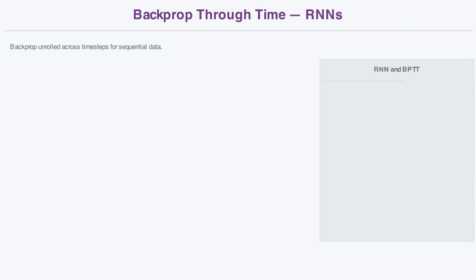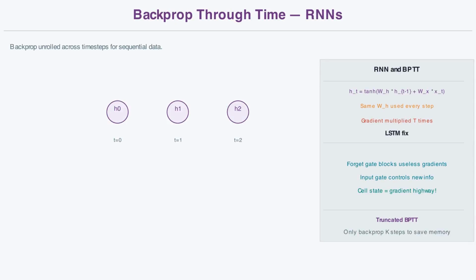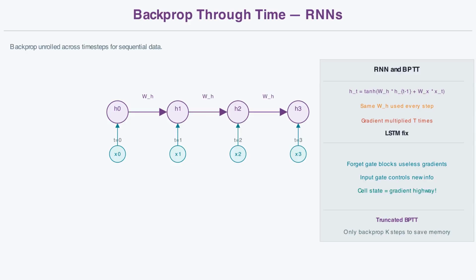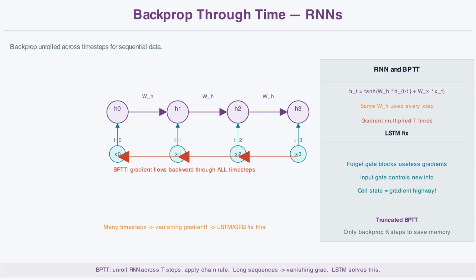Recurrent neural networks process sequences by feeding the hidden state from one timestep into the next. To train an RNN with backpropagation, we unroll it across timesteps, creating a deep network where each layer corresponds to one timestep. This is backpropagation through time, or BPTT.